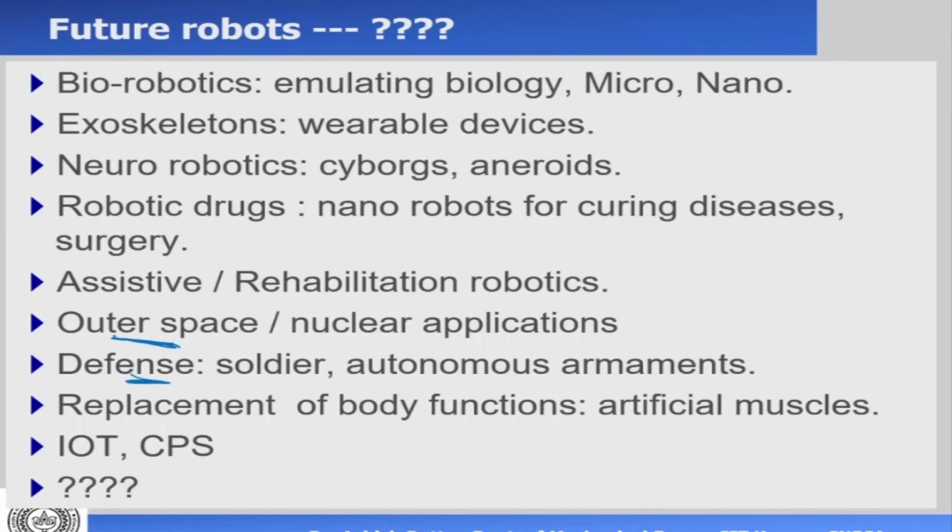Defense, again, there is a growing demand for robotics in defense because everybody would like to save the life of a soldier. Why put a soldier or a human being's life at risk? Replacement of body functions, then Internet of Things, cyber physical systems. These are new, and in future, whatnot more is going to come up. Okay. So this is the future of robotics in which it is going.